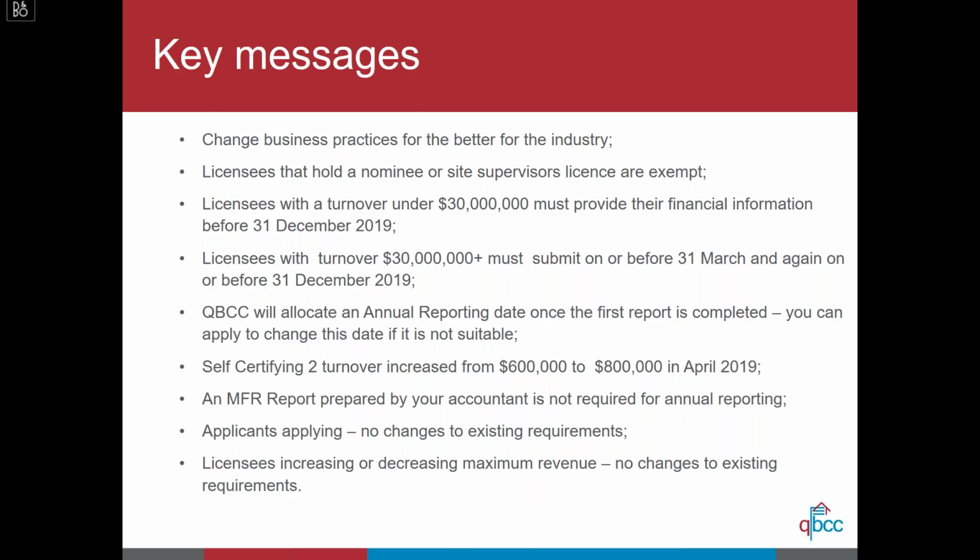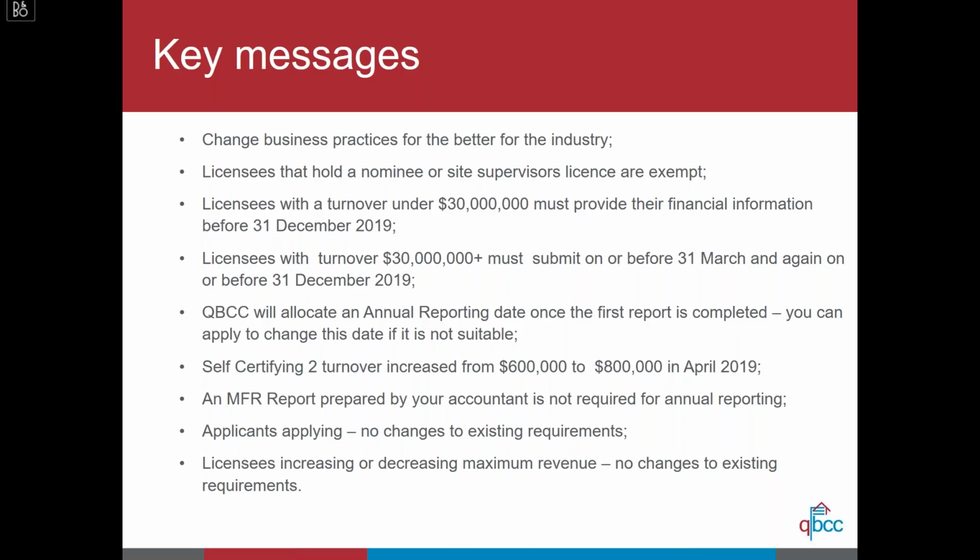Just bear in mind the change for Category 1 licensees between 600 and 800,000 moving into an SC2 licensee. If you are an existing SC2 licensee, your net tangible assets requirement will increase. At the moment, it's 36,000. It's been 36,000 for a number of years, but it is going to increase to 46,000 from the 2nd of April. However, you have until the 31st of December to make sure that you meet that net tangible assets requirement. And if you've got a mate who's applying for a license, there's no change from the existing requirements.